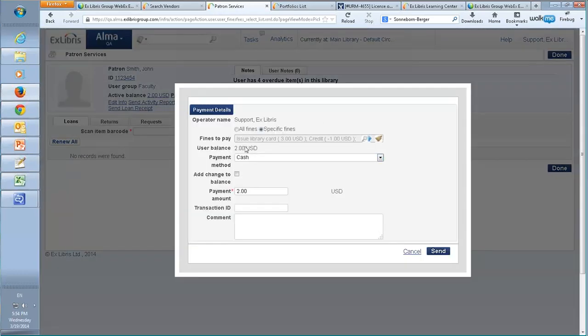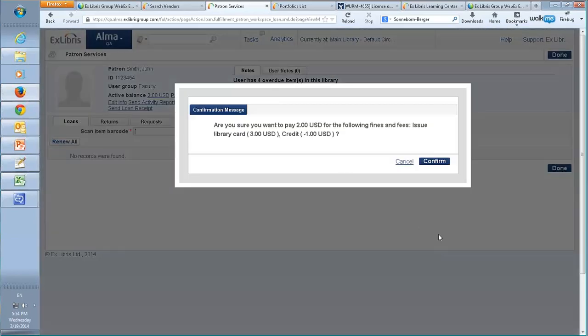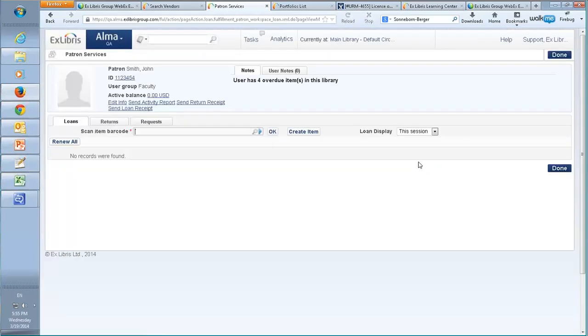Okay, so user balance is $2, payment amount is $2 by default, right? This time we don't have to mark add change to balance because he's going to be paying the precise amount. And send. Are you sure you want to pay $2 US for the following fines and fees? Issue library card $3 and credit minus $1 totals to 2. Yes, confirm. And patron John Smith now has an active balance of $0 USD.